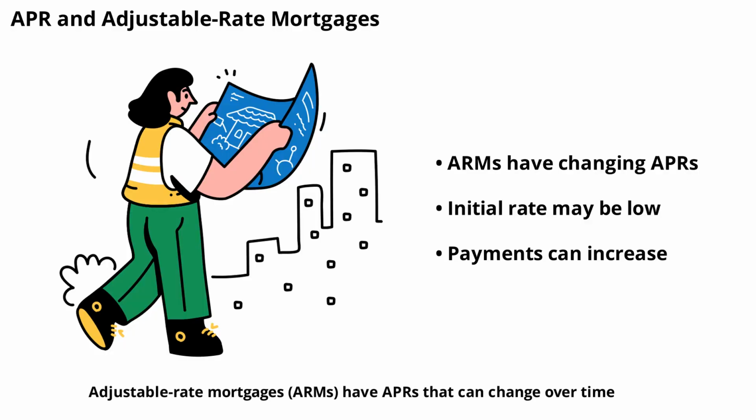Adjustable rate mortgages, ARMs, have APRs that can change over time. The initial APR may be low, but it can increase after a set period. Always review the terms of an ARM carefully and understand how your payments could change in the future.